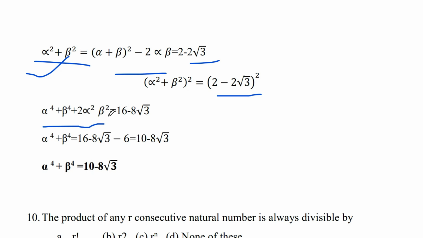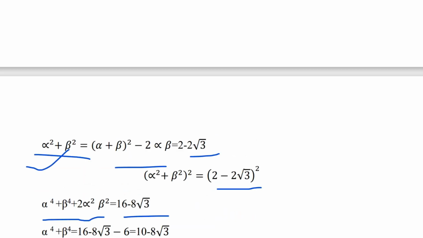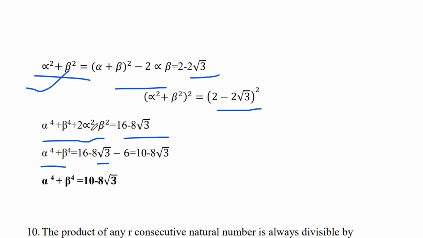Alpha raised to the power 4 plus beta raised to the power 4 will equal 16 minus 8 root 3. And we know that alpha beta equals root 3. So 2 into alpha square beta square will equal 6. That means the final solution will be 16 minus 6 minus 8 root 3, that is 10 minus 8 root 3, and the final answer will be 10 minus 8 root 3.